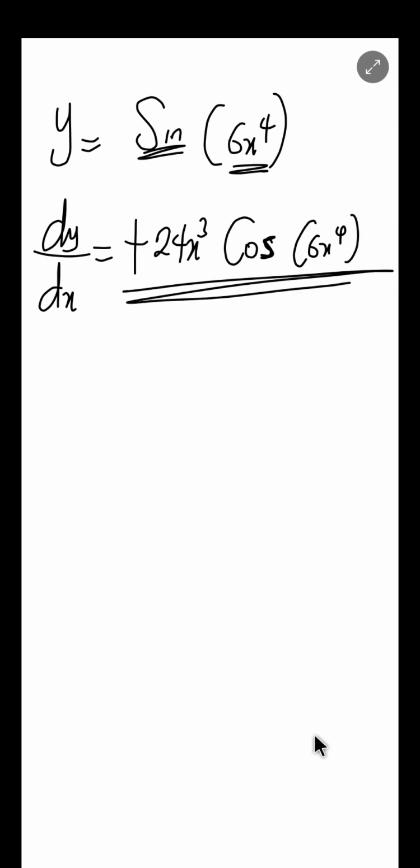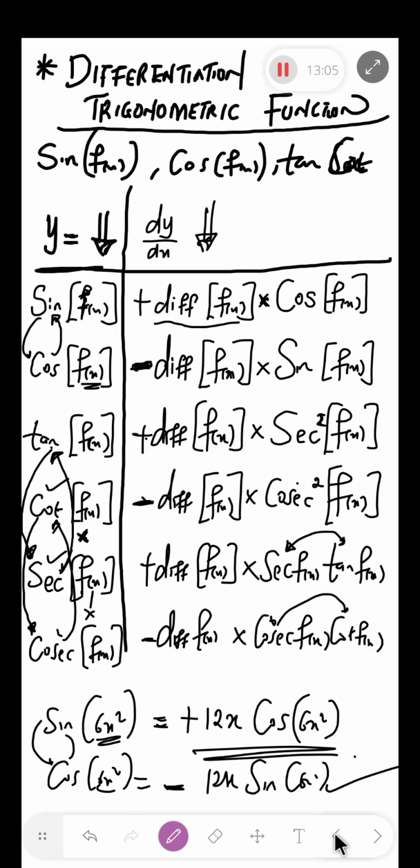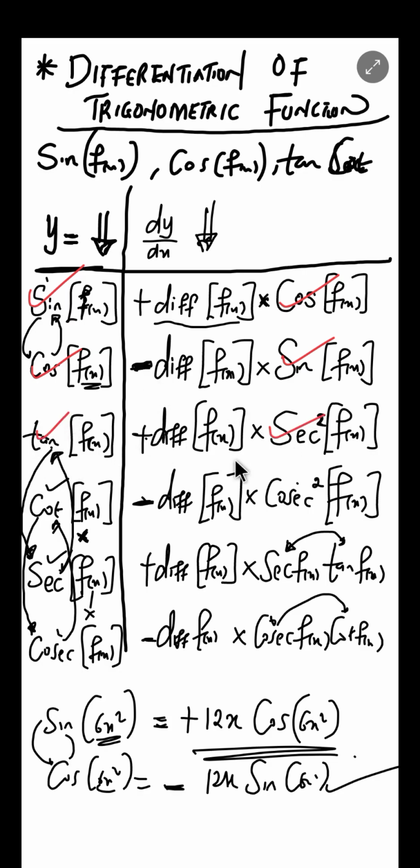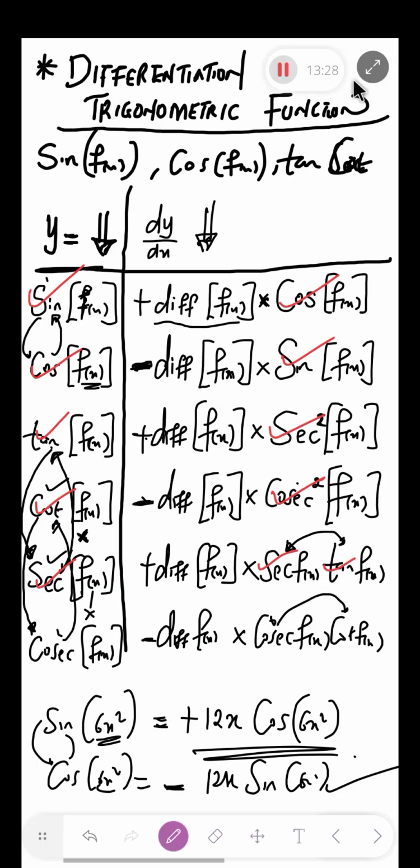So all I just need you to do is to just memorize that table. This table is very, very important. For sine, you're expected to have cos after differentiating. For cos, after differentiating, it will turn to sine. For tan, after differentiating, it is sec square. For cot, after differentiating, it is cosec square. For sec, after differentiating, is the combination of sec and tan. Remember, and so on and so forth. So that's how it works.